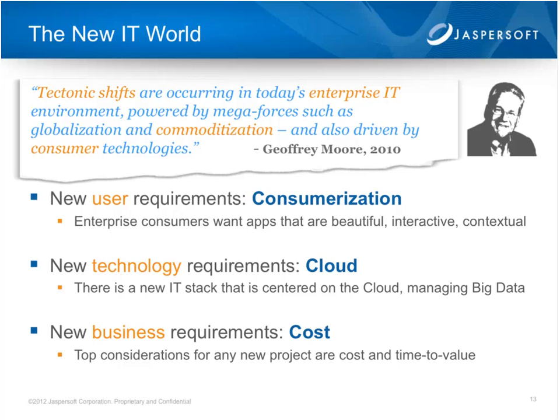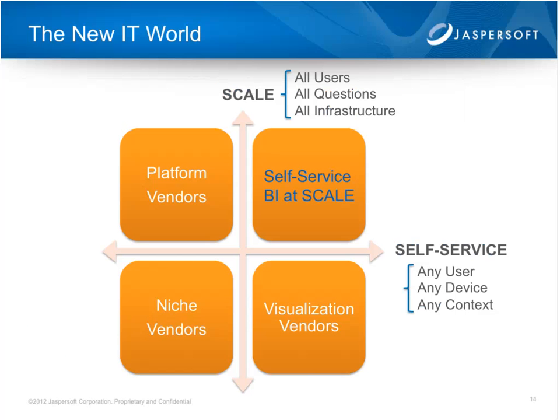So given the challenges we talked about and given the context of this new IT world, let's look at the vendor landscape today and how we're addressing these issues. So when you look at the MarketScape, you can start seeing why some of these issues of really getting to pervasive BI, which requires addressing self-service and requires the ability to scale easily, are there.